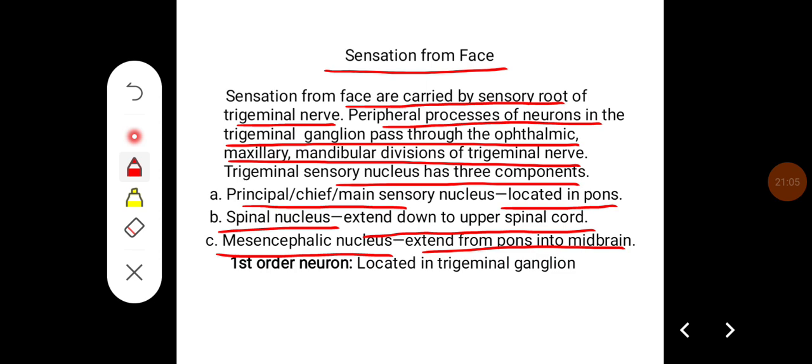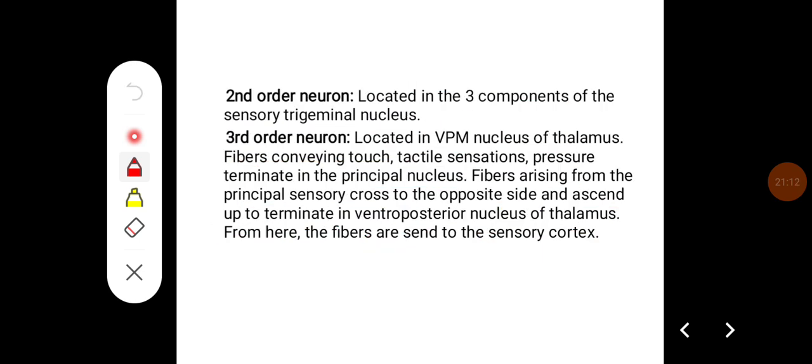The first order neurons of the trigeminal pathways are located in the trigeminal ganglion. Second order neurons are located in the three components of the sensory trigeminal nucleus. And the third order neurons are located in the VPM nucleus of the thalamus, which carries the fibers conveying touch, tactile sensation, pressure.